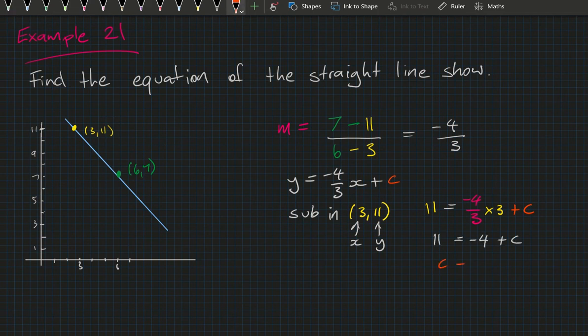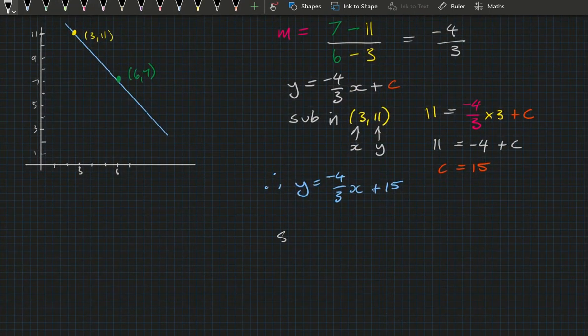So adding 4 to both sides, c must be equal to 15. Therefore our equation is y is equal to minus 4 on 3 times x plus 15. Now we can double check with the other point, so why don't we try and sub in the point 6, 7 and see if we get the same result.